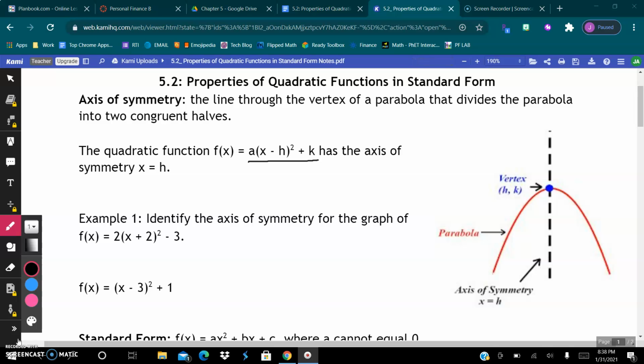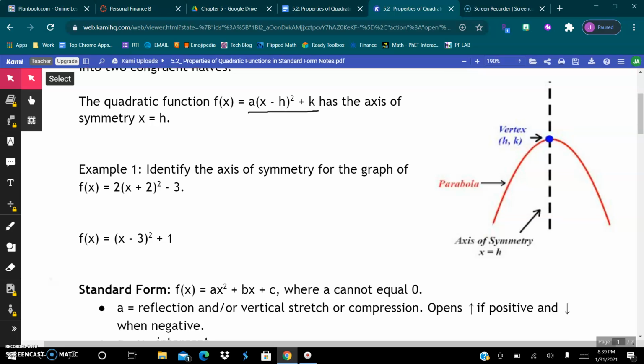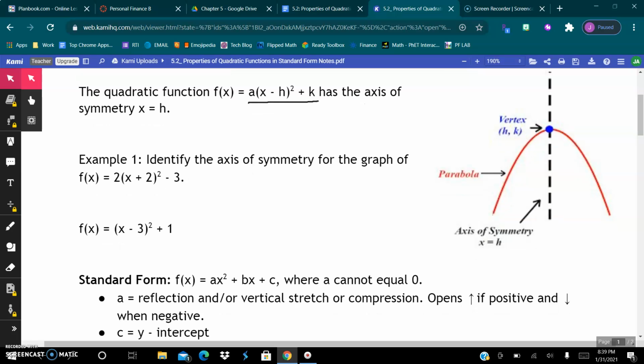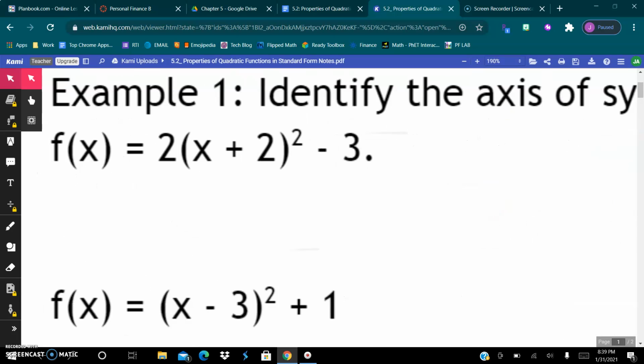Over here on the right-hand side, we have a picture. The red is the parabola, the graph. The blue dot is the vertex. Remember, the vertex is the highest or the lowest point, minimum or maximum, depending on how that parabola opens. And then the dotted line is our axis of symmetry. So for example 1, we need to identify the axis of symmetry of the graph and of this function.